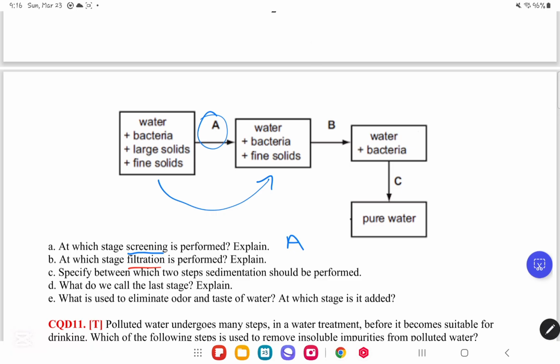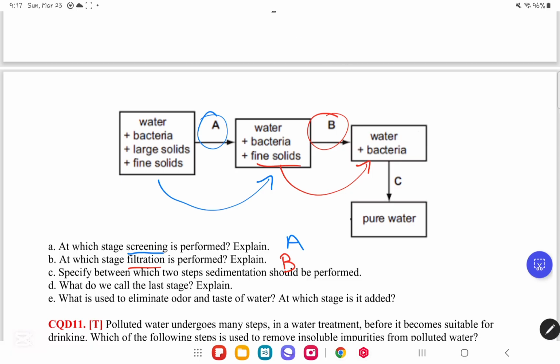They asked us at which stage filtration is performed. Filtration is the elimination of small insoluble solids using a very fine sand to filter out the fine solids. So very simply, as we're moving from here to here, we got rid of the fine solids. So that means that B is the stage at which filtration is performed. And to explain, you can say that small insoluble solids are eliminated using a very fine sand to filter out the fine solids.